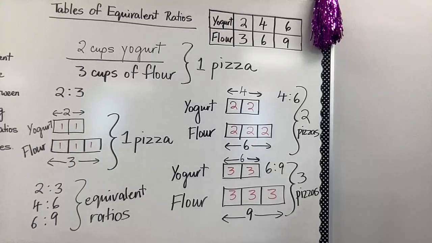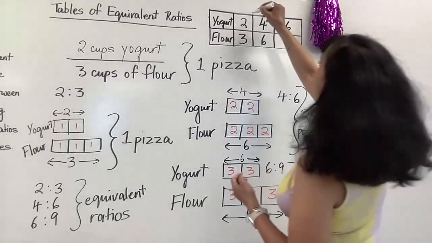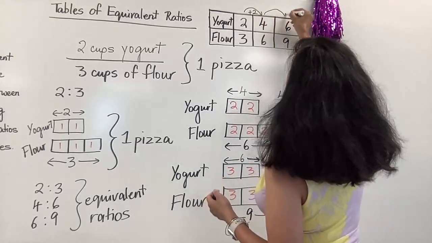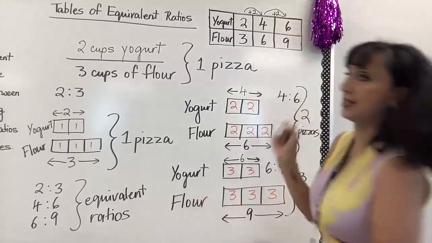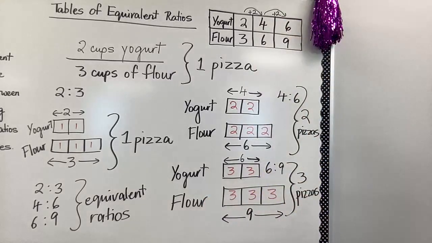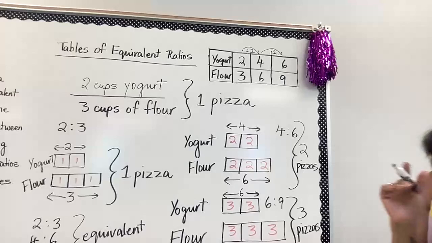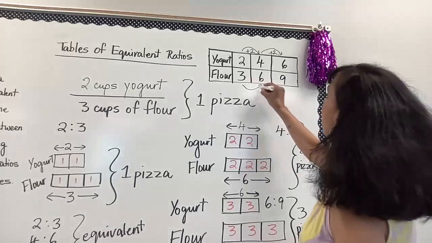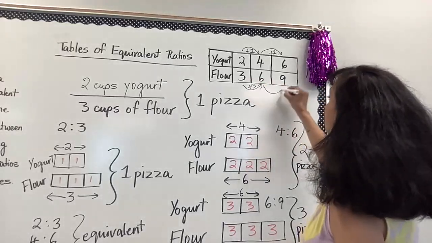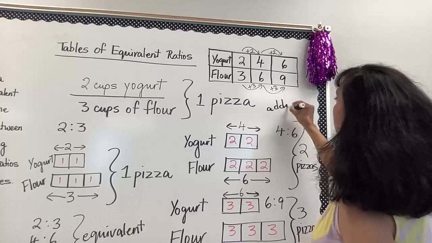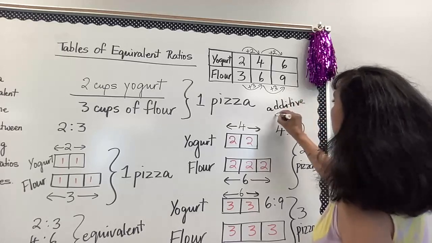Okay, so if I look at the pattern, what's happening over here? So an additive structure, because I am adding 2. I am adding 2 over here in this case. All right, so that is showing me an additive structure. And in this case, what am I adding? I'm adding 3, so I'm looking at that pattern. Okay, so this is an additive structure.